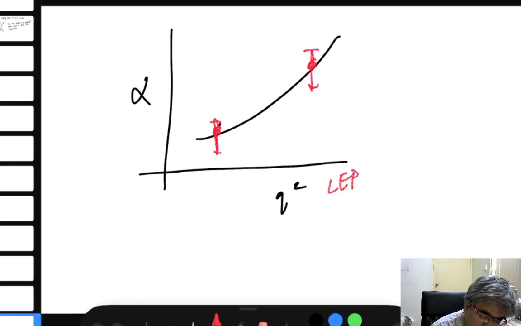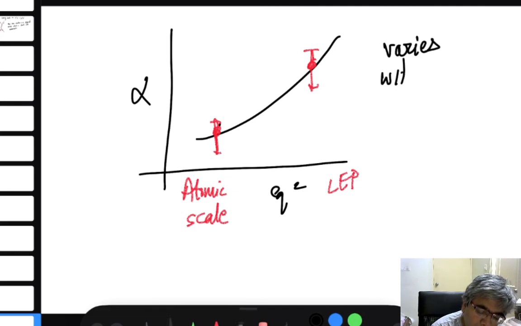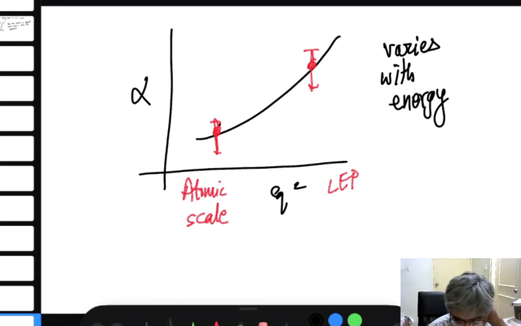There are other experiments, say for atomic scales. So this was really measured. This red dot is essentially some sort of an indication of the data. So this tells you that first of all, alpha varies with energy, and further increases with energy.